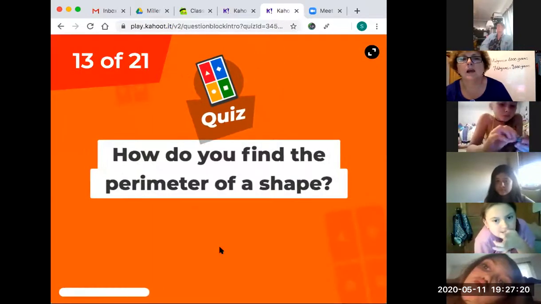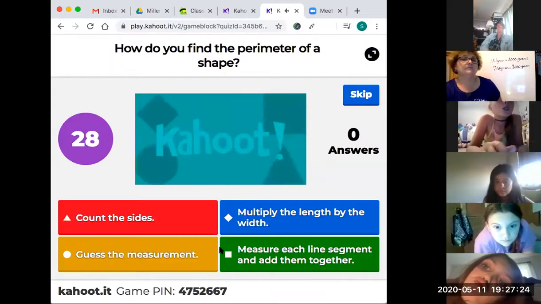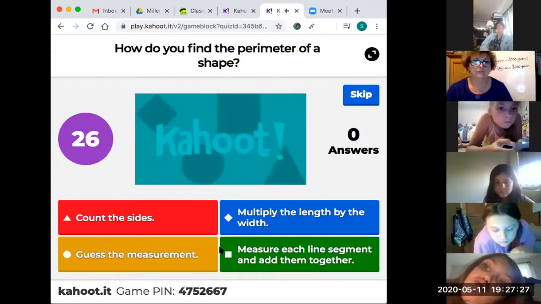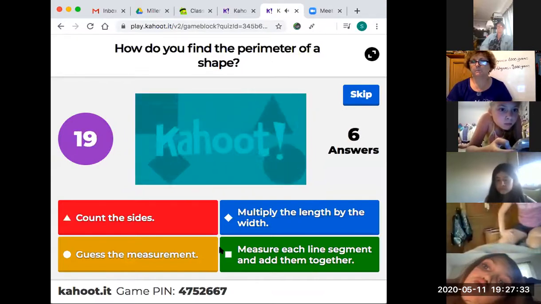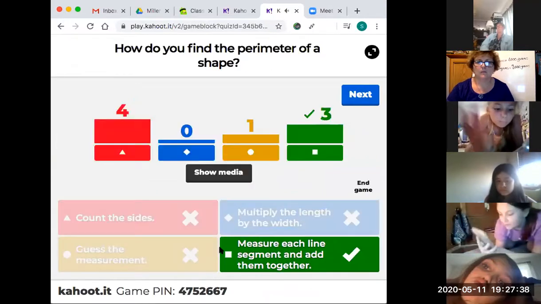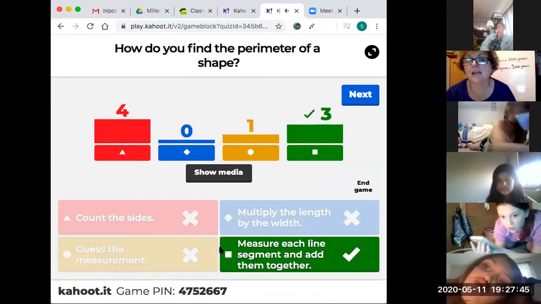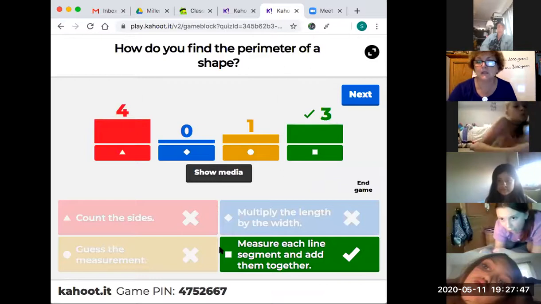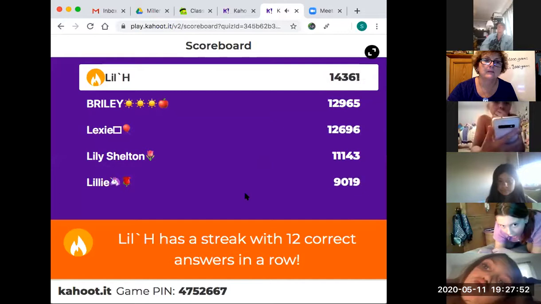Question. How do you find the perimeter of the shape? Oh, we just talked about that. Yes, we just said you had to add all the sides. So measure each line segment and add them together. You had to add all the sides. All right.